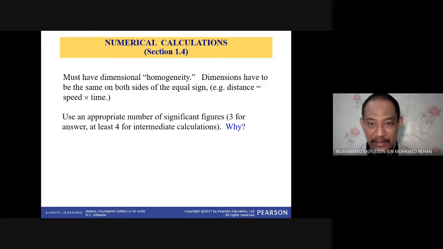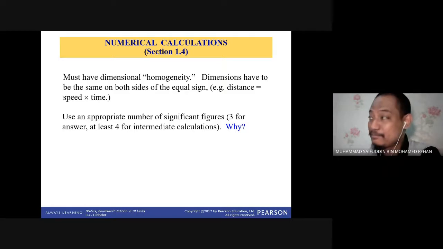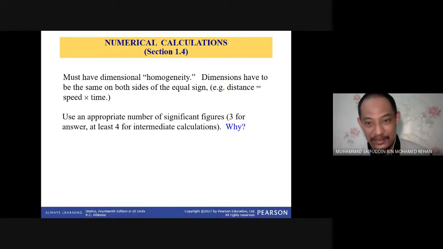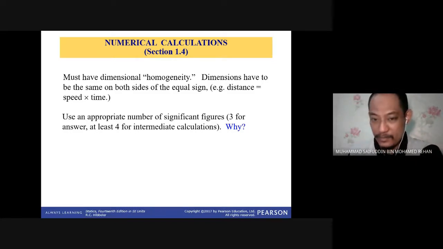But here it says that the final answer should be 3, not more. Do you understand why? What is the problem if you have more for the final answer? For example, I have the final answer of M equal to 23.5176 kilogram. Is there any problem there? That's more, right? Isn't it good to have a very accurate answer? I don't know, sir.